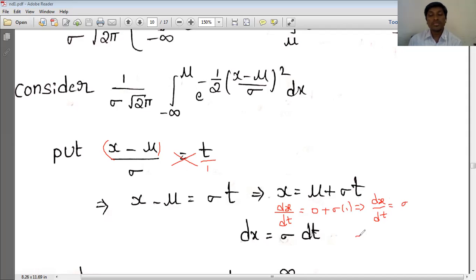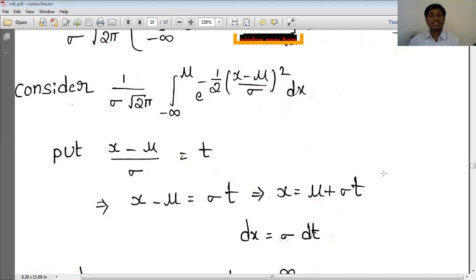Then simply we can write this one, cross multiply that: dx is equal to sigma dt. So this one we wrote directly here, dx is equal to sigma dt. It means what we are doing here is converting the entire variable from x into t, another variable we are converting now.